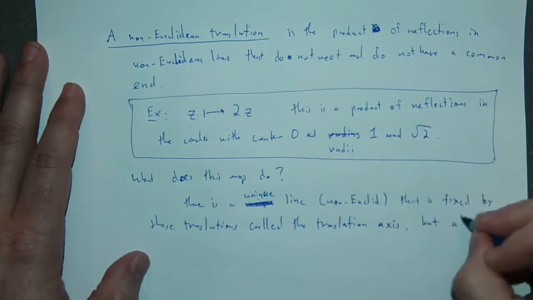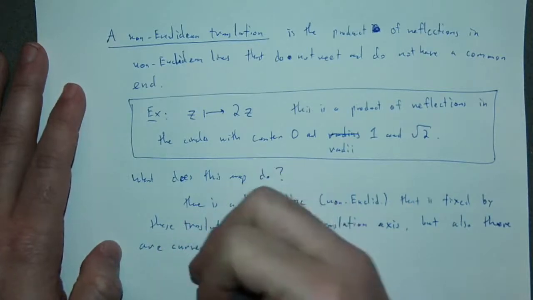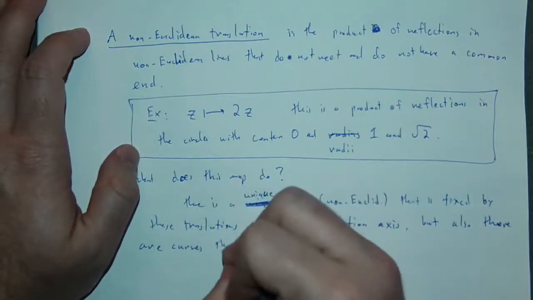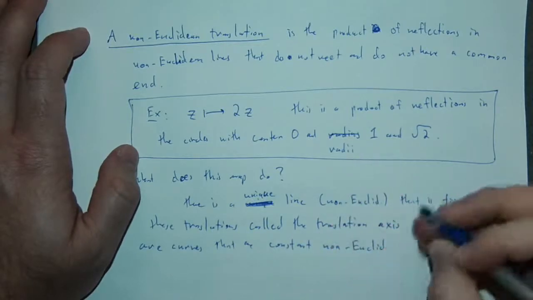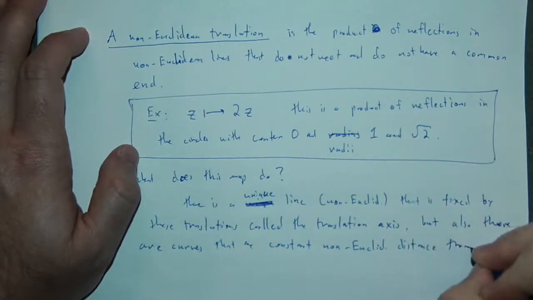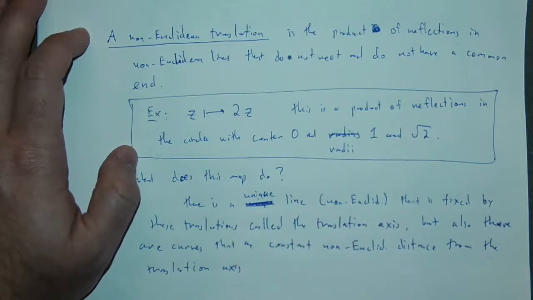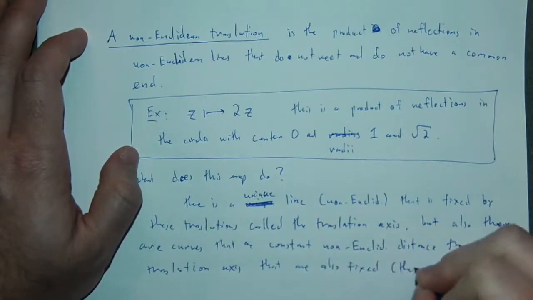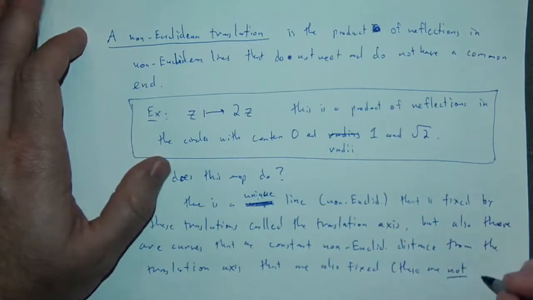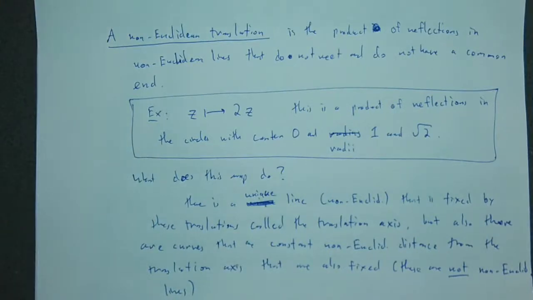But also, there are curves that are constant non-Euclidean distance from the translation axis that are also fixed. And these are not non-Euclidean lines.